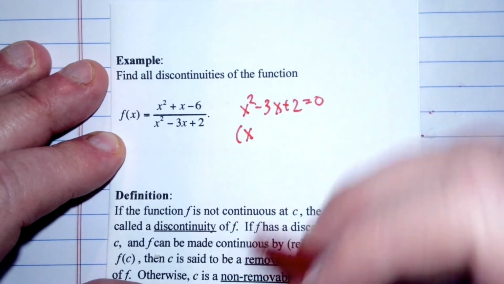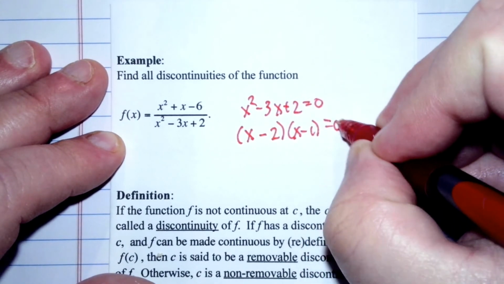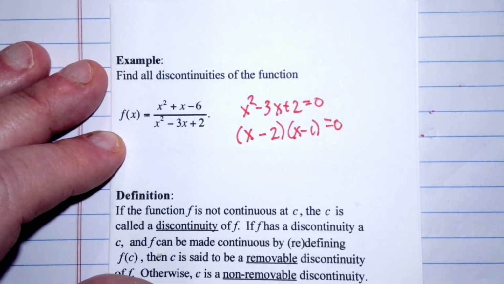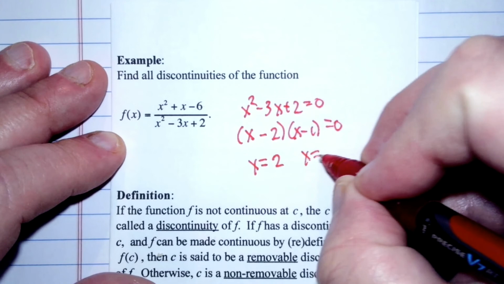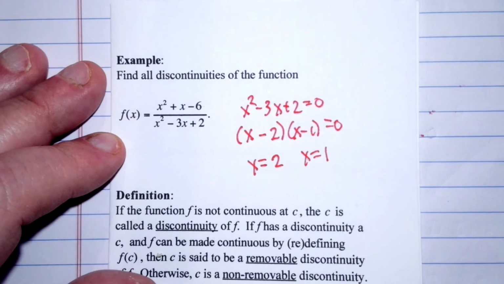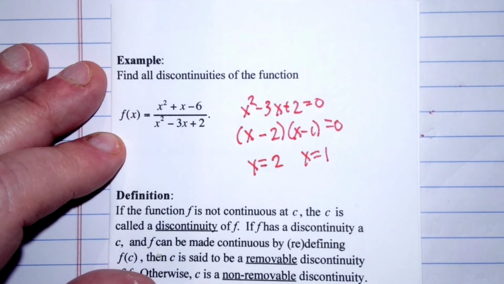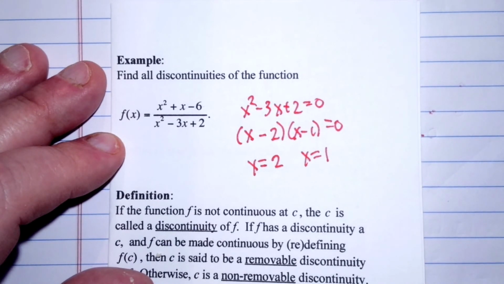It factors into x minus 2 times x minus 1. And then we set each factor equal to 0. x equals 2 and x equals 1 are the solutions. And so those are the discontinuities of that function, x equals 2 and x equals 1. Notice I did not factor the numerator or do any canceling. All I did was set the denominator equal to 0 and solve. Those are the two discontinuities. The function is continuous for all other values of x.